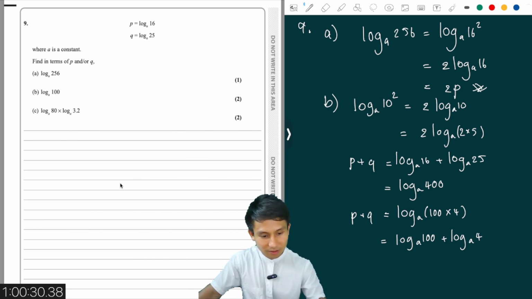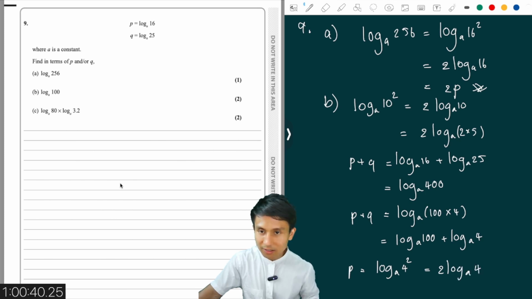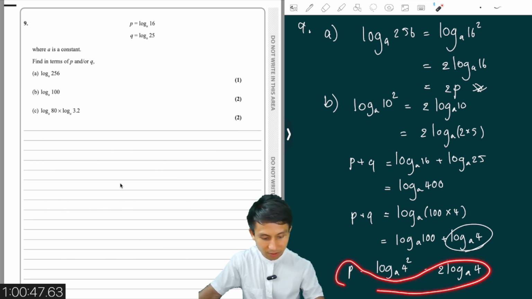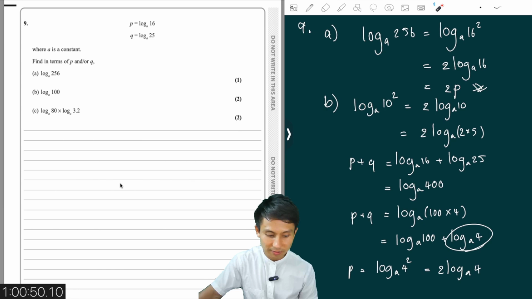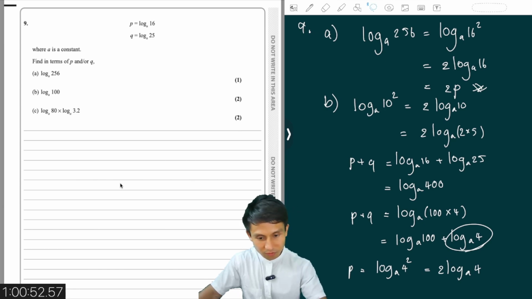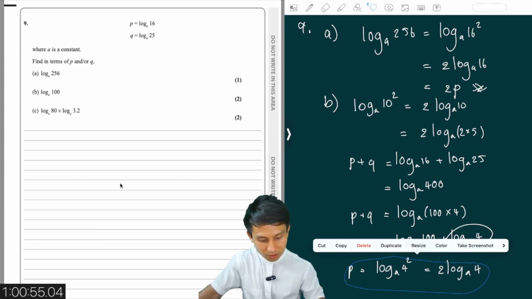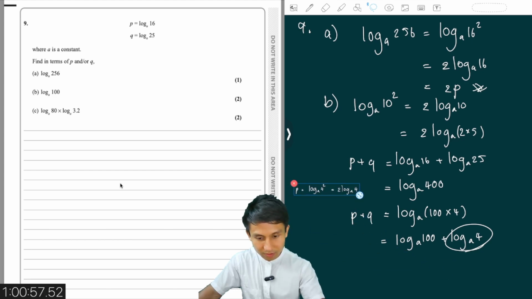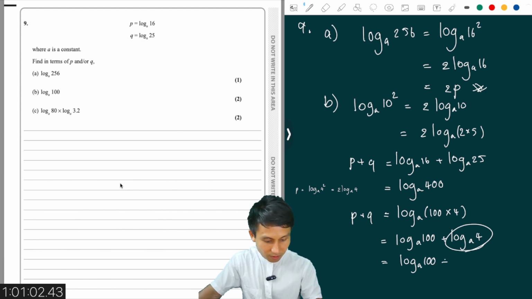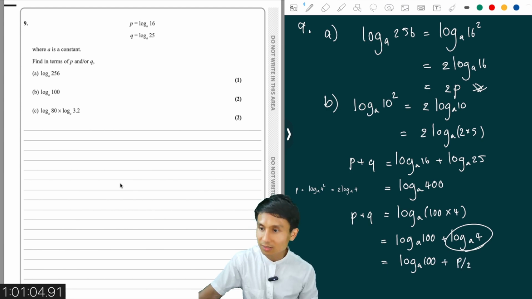because P is log base A of 16, which is log base A of 4 to the 2. So it's 2 log base A of 4, right? That's P. So that means this guy is P over 2. You just look at this one here. That guy is P over 2, right? So we're just going to keep this small into one corner because it's like our reference. So that is log base A of 100 plus P over 2 as discussed earlier.